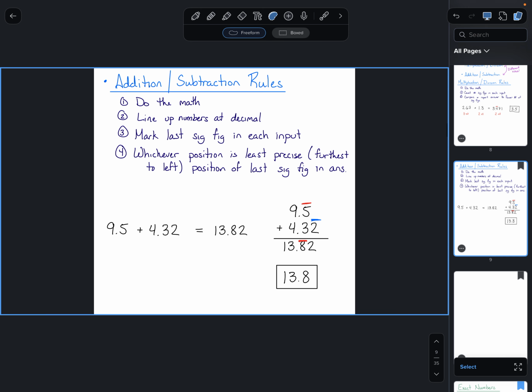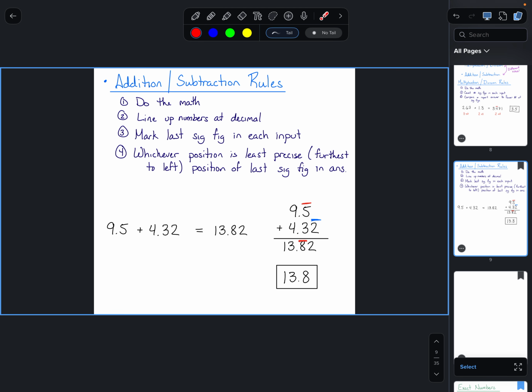Notice that if I had incorrectly applied the rules for multiplication and division where I was counting sig figs, I would have thought that my answer should only have 2 sig figs, when in fact I have 3 sig figs in my final answer. That's because addition and subtraction, it's not a counting game. Nowhere did we go in and count sig figs. It was all about the position of those last sig figs in our number.